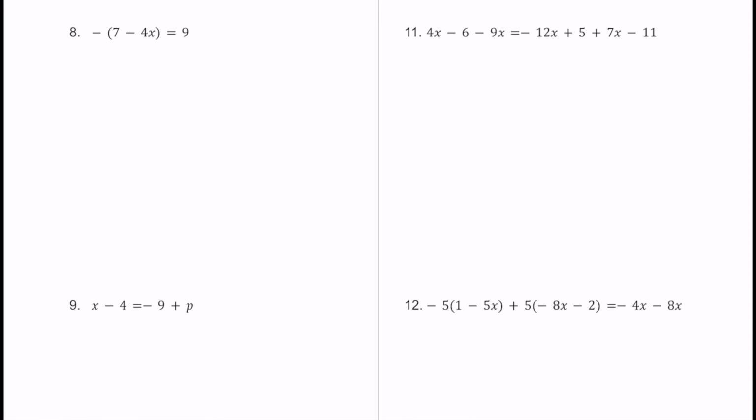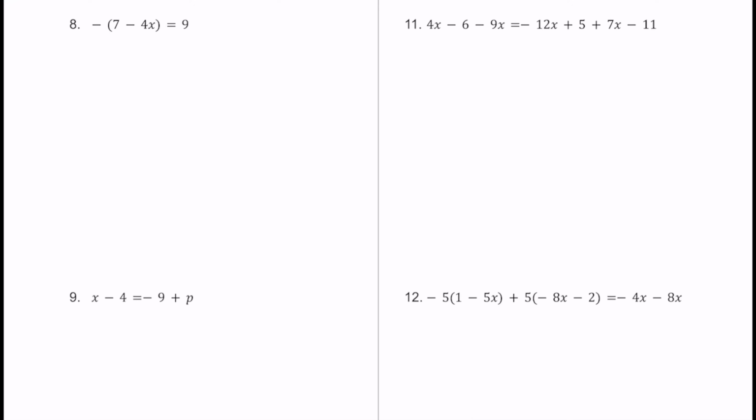For number 8, we have a negative on the outside of the parentheses. Now keep in mind that there's technically an invisible little -1 on the outside. I'm actually just going to write it in, so hopefully it's more clear. So we have -1 times a quantity of 7 minus 4x, and that's equal to 9. Okay, now let's go ahead and distribute this -1, multiply that by both of these terms on the inside. -1 times 7 is going to be -7, and then this -1 times -4x is going to be a positive 4x. This is going to equal -9.